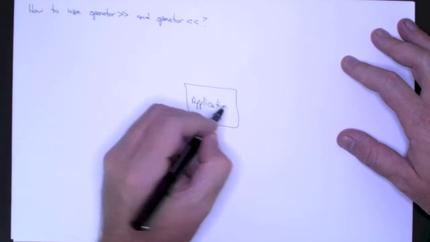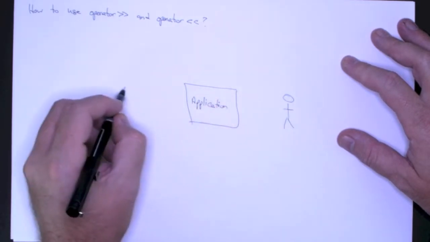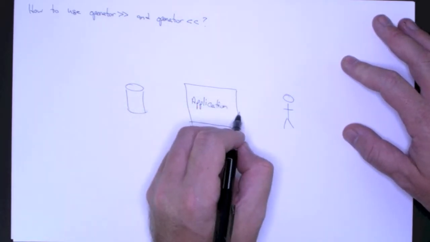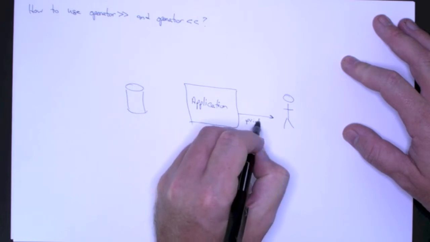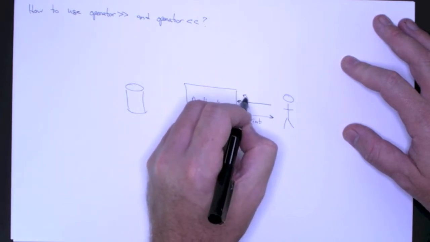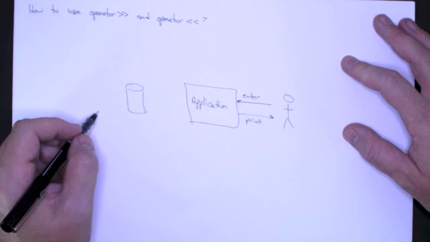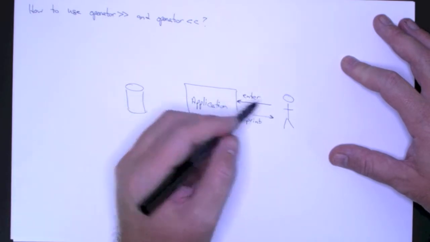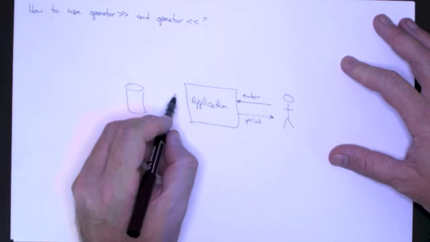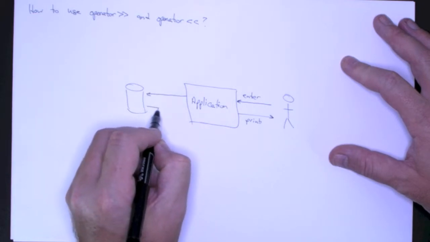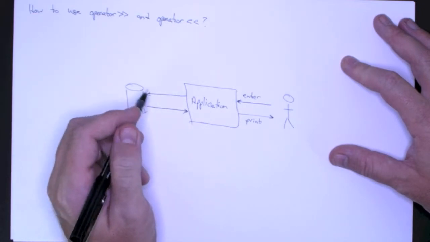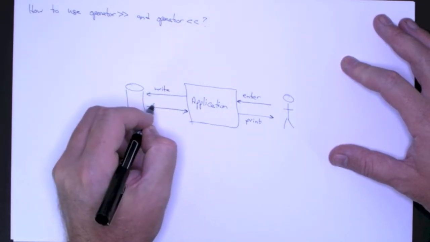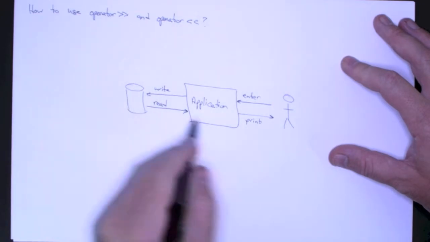application, and we have a user, and then over here we have a disk, could be a database, a network connection. And I'm using print to present information to the user, and I'm using enter to gather information from the user. And the format and nature of that information that I present and get from the user is going to be very different than the information that I'm actually storing on disk. And for the information I'm storing on disk, I'm going to use write and read. To me, this is a very clear picture.